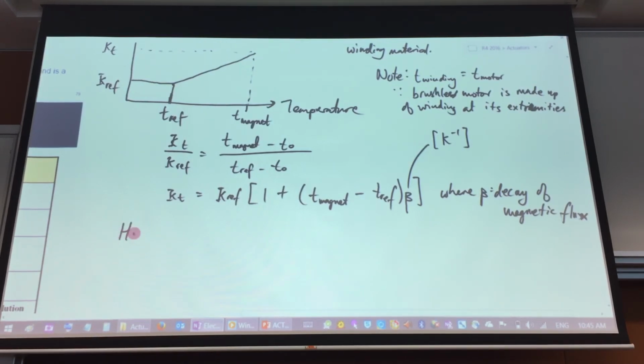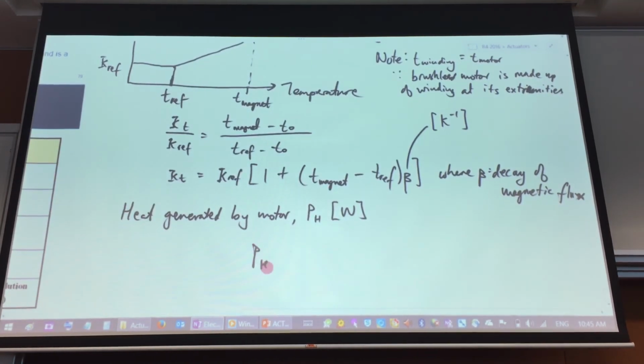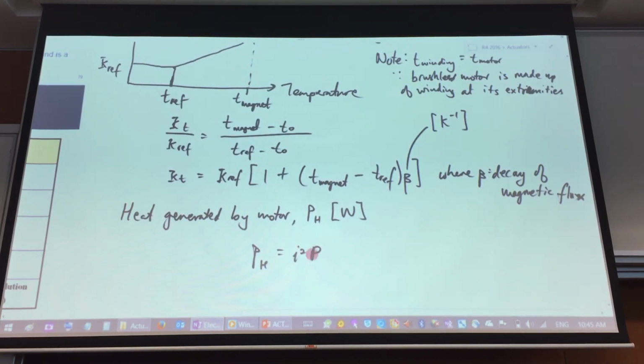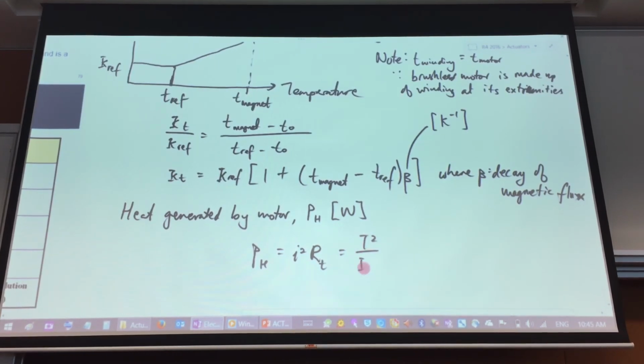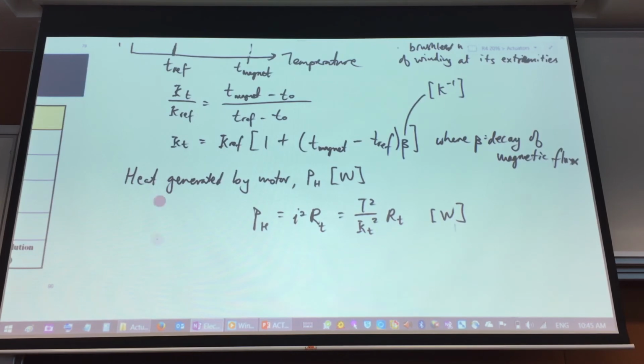So that equation that we saw just now, the heat generated by the motor, I call it pH, and that one has a unit of watts. So pH is equal to I squared R T. So you have seen before, it relates to the torque and the torque constant in that way. So this is also in units of watts. But this is a heat generated by the motor.